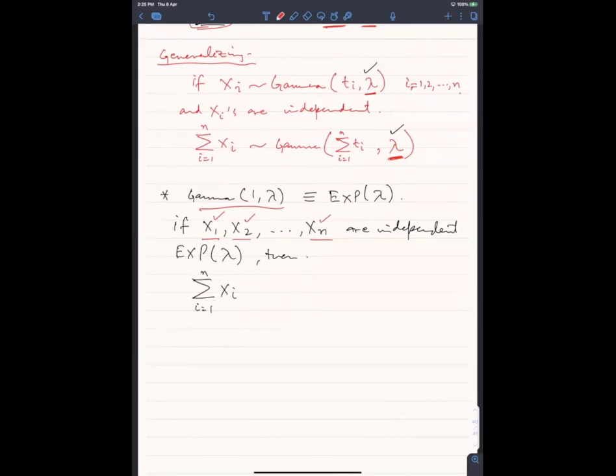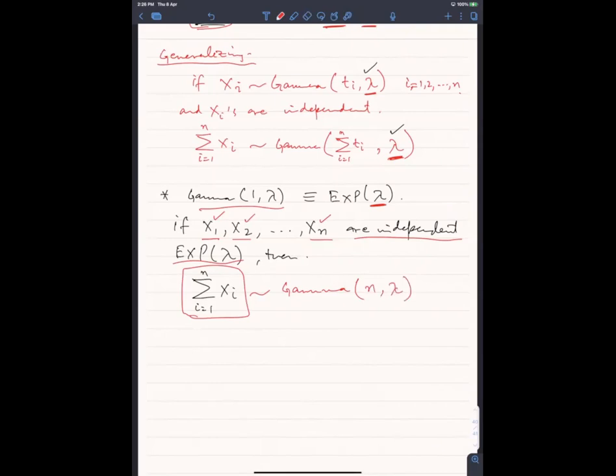All of these are independent, because in an exponential you are waiting for just one packet, one event to occur, not for multiple events. Now when I say that these are independent and I want the distribution of the sum, that means I am looking at the waiting time for n events to happen, all happening with a rate of lambda. So its distribution would be a gamma distribution with 1 plus 1 plus 1, n times, so this would be n lambda.